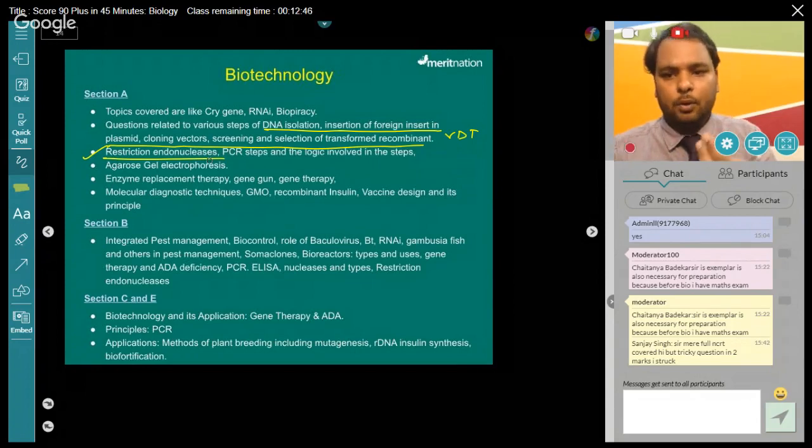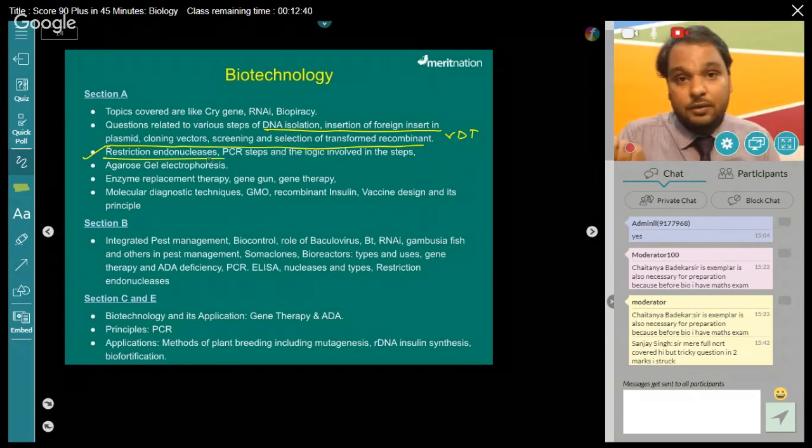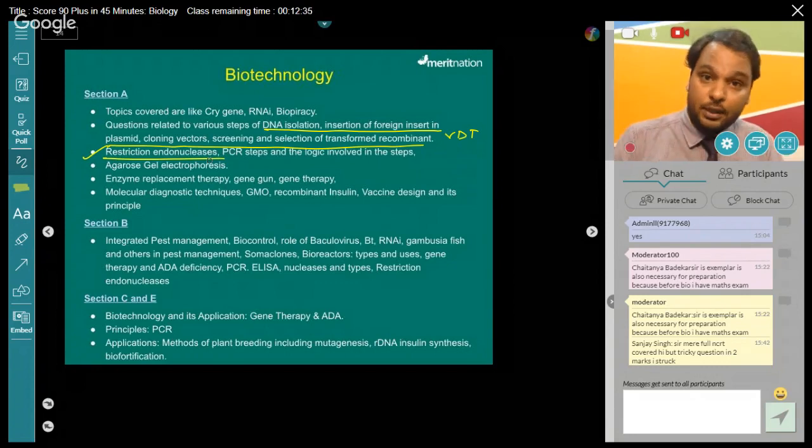You can start from nucleases. There are nucleases, which are exonucleases and endonucleases. What are the functions of exonucleases, what they do, and what are the functions of endonucleases, what they do, and then their types. And try to remember one or two examples of that. That's pretty important.